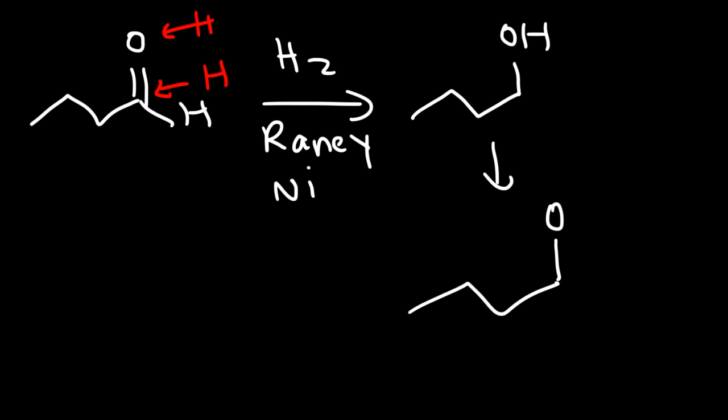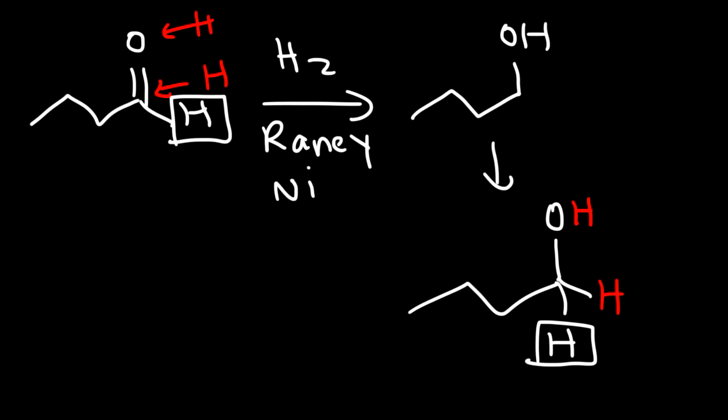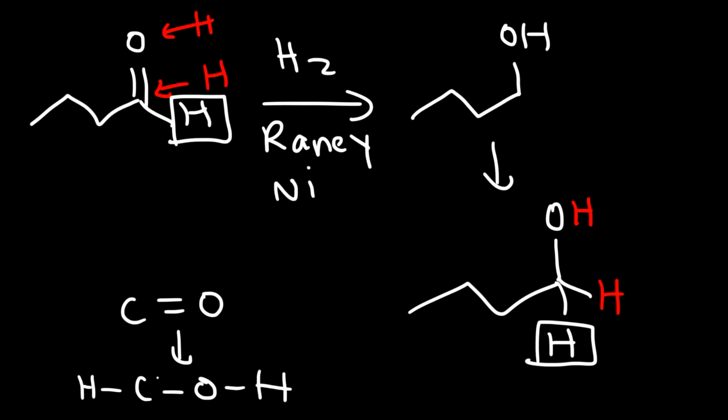So here's the hydrogen that was added to the oxygen, and here is the hydrogen that was added to the carbon, and here is the other hydrogen that was already present, which you can see here. And so basically, you just add two hydrogen atoms across the double bond. And so you get C with an O, the O has an H, and the C has an H. And of course, the C had two other bonds.